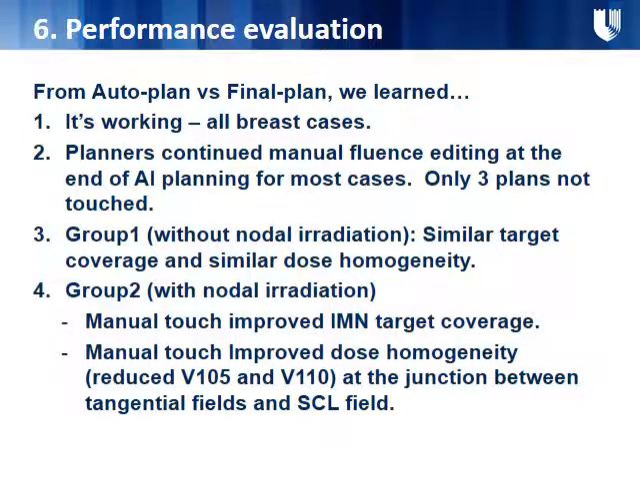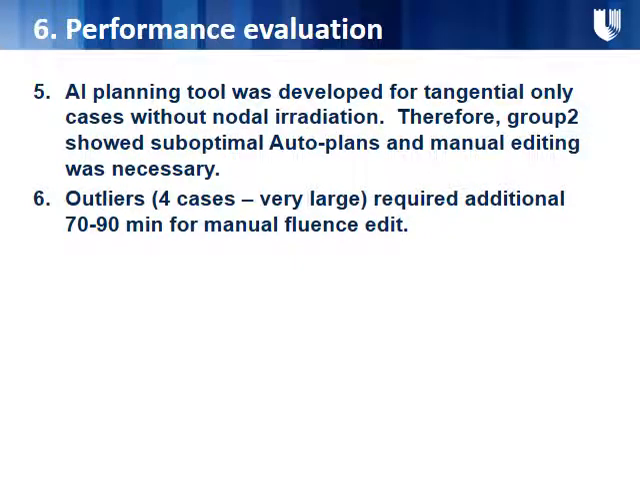But for group 2, yes, manual fluence editing was necessary because it improved the IMN target coverage and also reduced the 105, 110, and Dmax area at the junction with the tangential field and supraclavicular field. The AI planning tool we developed was for tangential only cases, and training cases used tangential only without nodal irradiation, and validation was performed for cases without nodal irradiation. Therefore, it makes sense that group 2 showed suboptimal auto plans and manual fluence editing was still necessary.